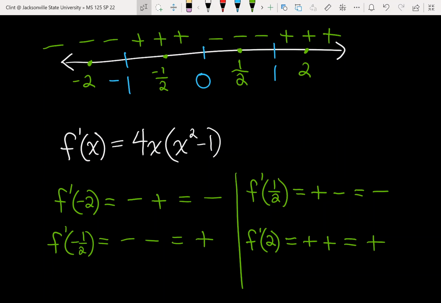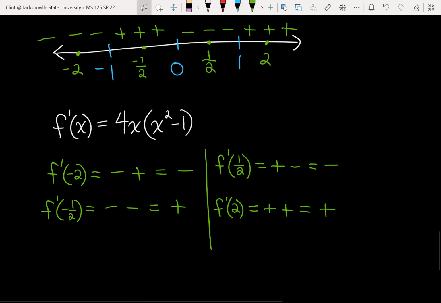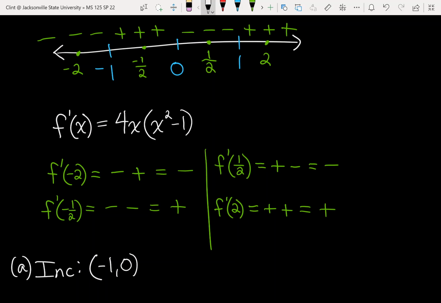All right, so part A, where are we increasing, where are we decreasing? So we are increasing wherever it's positive, so that's between -1 and 0, and 1 and infinity. And our function is decreasing from -infinity to -1, and 0 to 1.